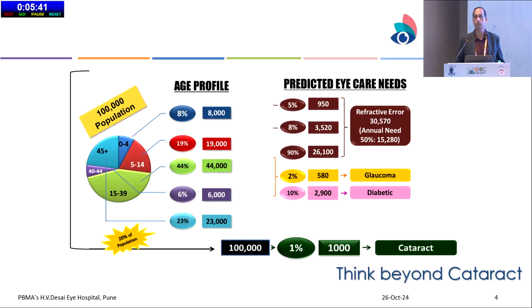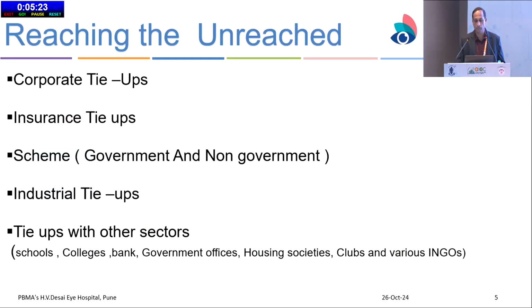Like in Pune, there was no oncology department, and all the medical colleges also refused to manage such patients. But then we recently started the department of ocular oncology, and we are getting good referrals from all the hospitals. So that is reaching the unreached, where services are really needed. Of course, cataract and all other services you have to take care of.